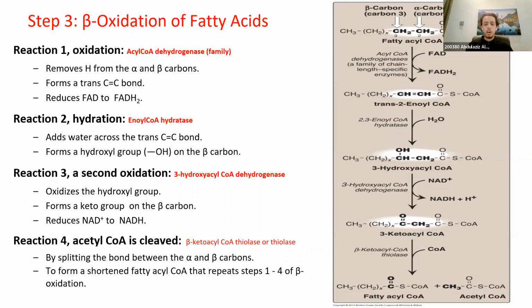The acyl-CoA dehydrogenase family is called a family for a reason, because there are different enzymes for different lengths of fatty acid chains. So you have long chain acyl-CoA dehydrogenase, you have medium chain, as we're going to talk about, and you have short chain.